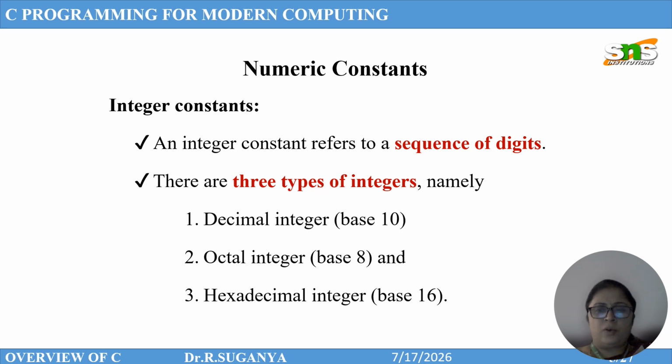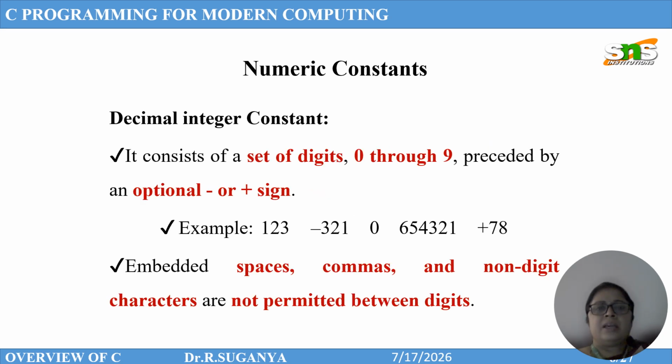Next, about numeric constants. An integer constant refers to a sequence of digits. There are three types of integers, namely decimal integer, octal integer and hexadecimal integer. Decimal integer is to the base of 10, octal integer is to the base of 8 and hexadecimal integer is to the base of 16. A decimal integer constant consists of a set of digits 0 to 9 preceded by an optional minus or plus sign. Embedded spaces, commas and non-digit characters are not permitted between digits.